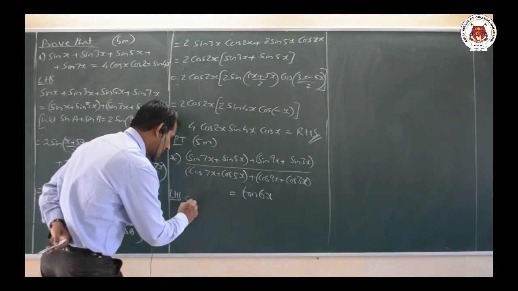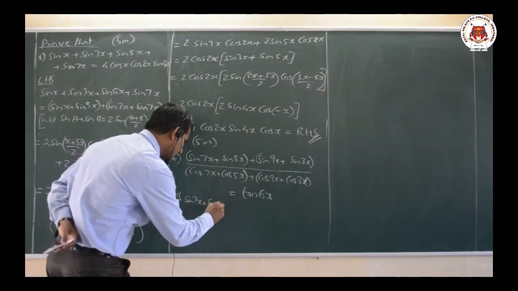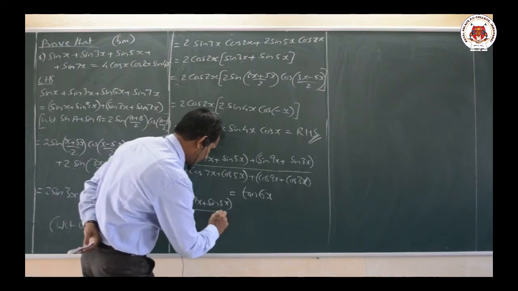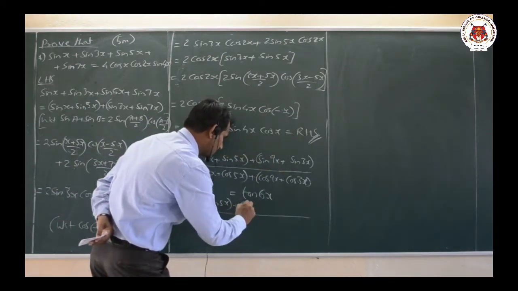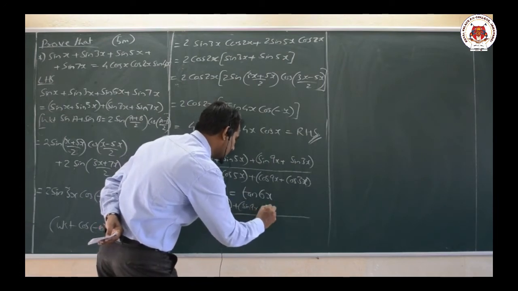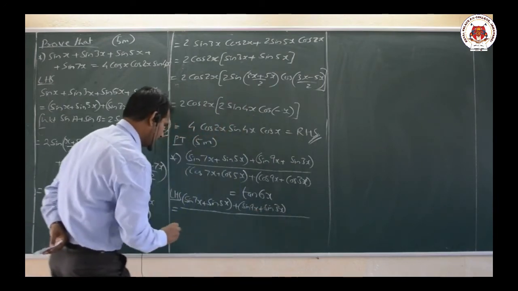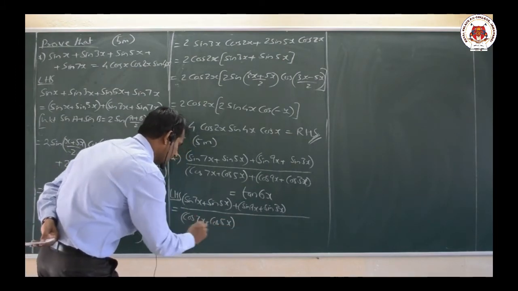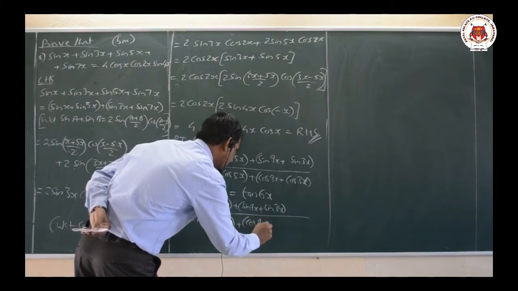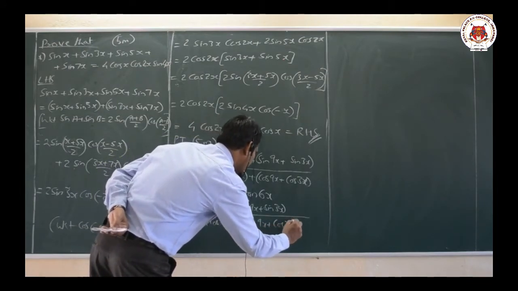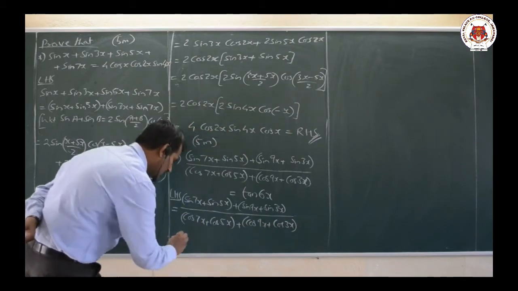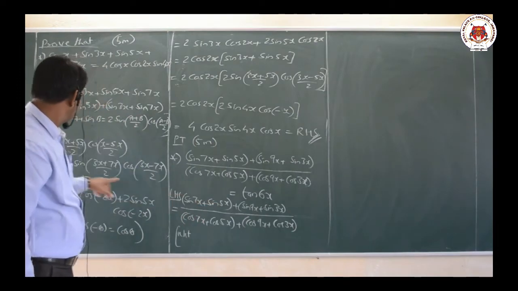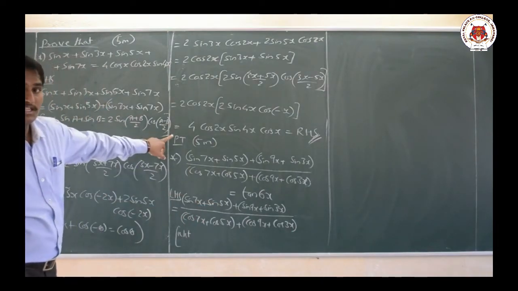LHS equals sin 7x plus sin 5x, then plus sin 9x plus sin 3x, divided by cos 7x plus cos 5x, then plus cos 9x plus cos 3x. We already know this formula: sin A plus sin B equals 2 sin (A plus B) by 2 cos (A minus B) by 2.